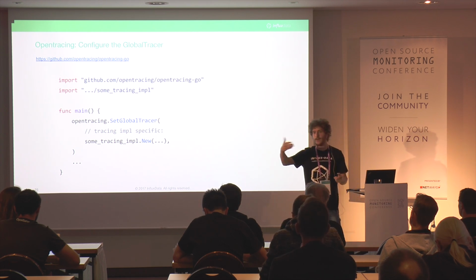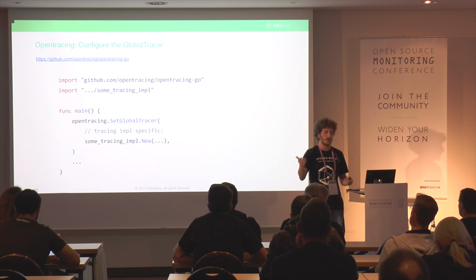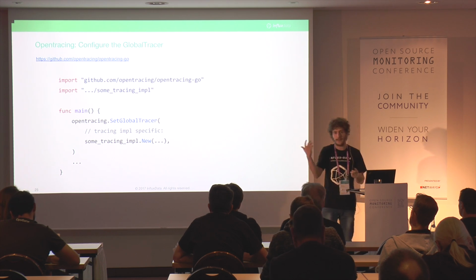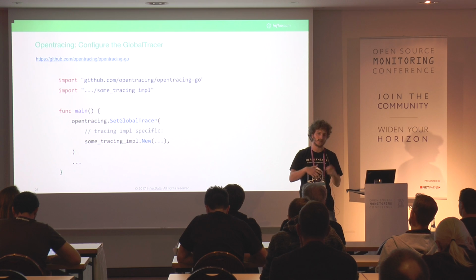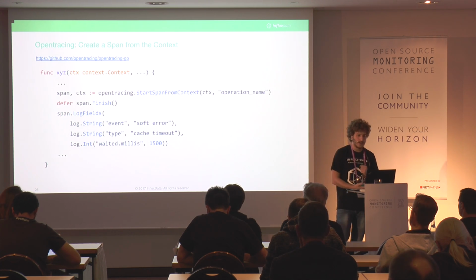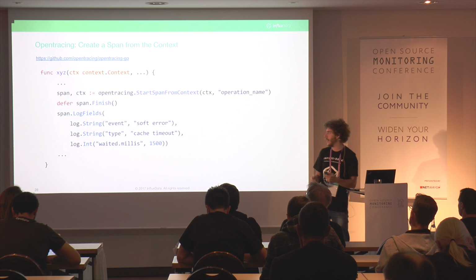It means that if tomorrow you need to use another tracer, what you can do is just with a feature flag or with flags, you can just change the entry point in the tracer that you are using to use a different one. So. The OpenTracing API looks like this.